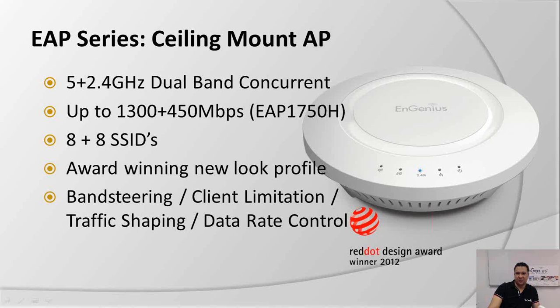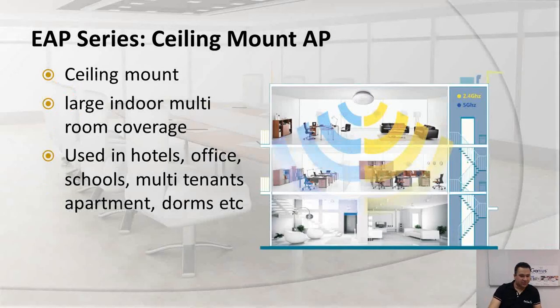So it has all these functions: band steering, client limitation, traffic shaping, data rate control, multiple SSIDs, and so on and so on. Typically it's used as a ceiling mount access point. The antenna pattern is more like a ball, like a drop. It goes from top to bottom in an omnidirectional way, so it's perfect to be mounted on the ceiling. Typically used in offices, hospitality, schools, apartments, dorms, everywhere.